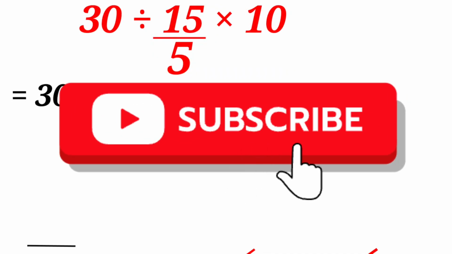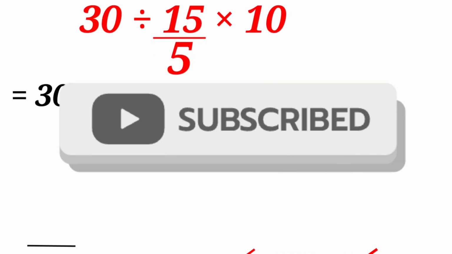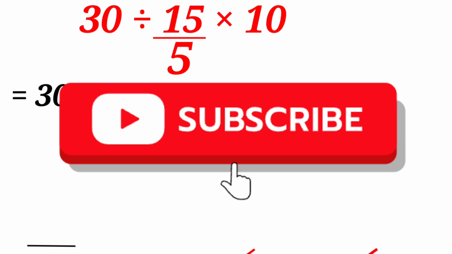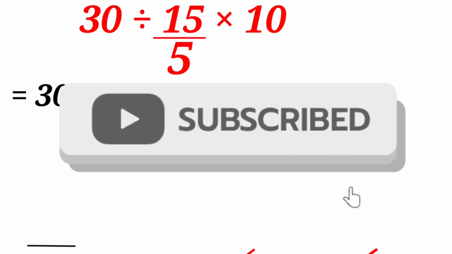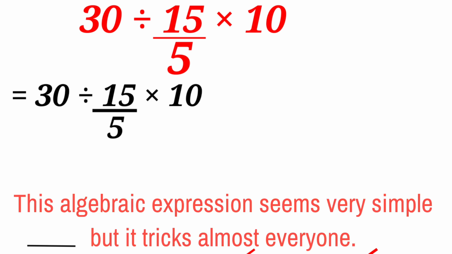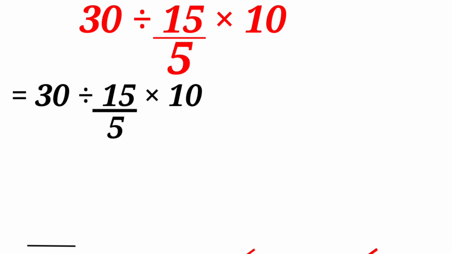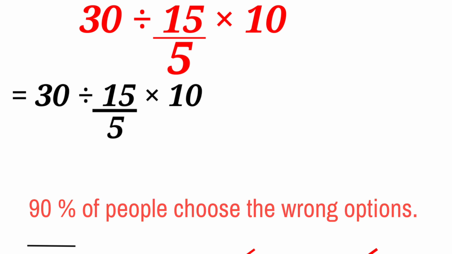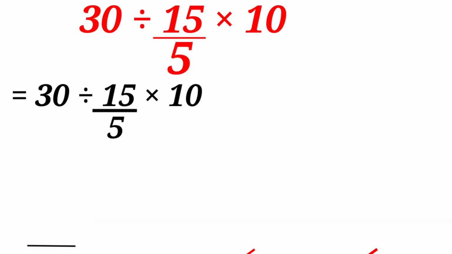Welcome to this video. In this video, we want to find the value of this expression: 30 divided by 15 upon 5 times 10. This algebraic expression seems very simple, but it tricks almost everyone. 90% of people choose the wrong option.